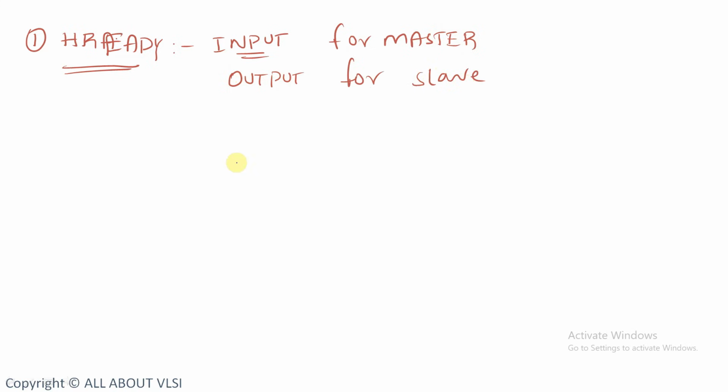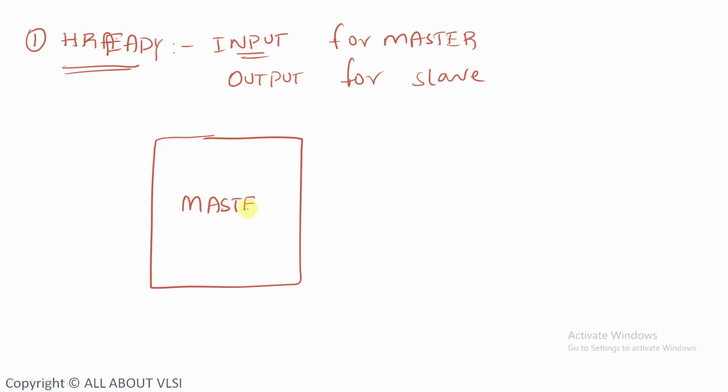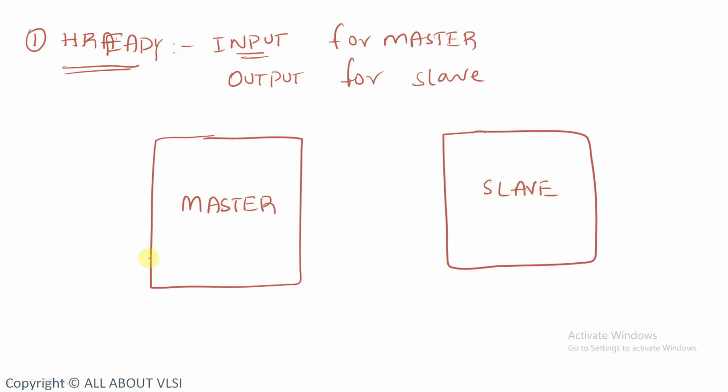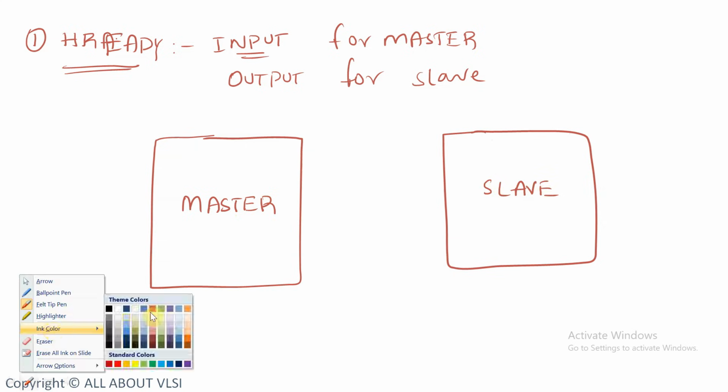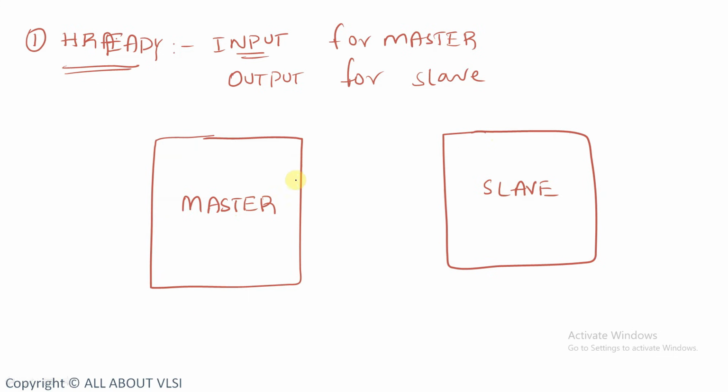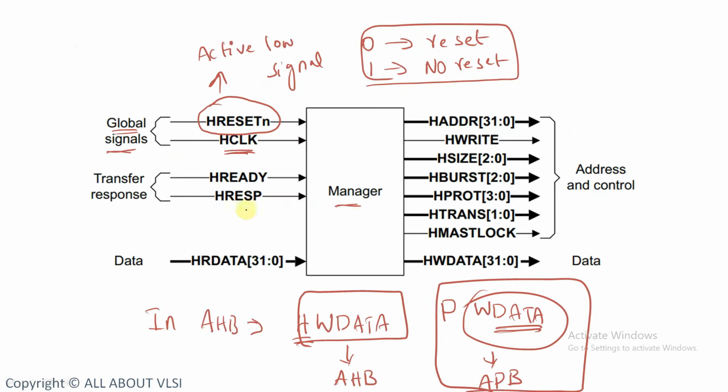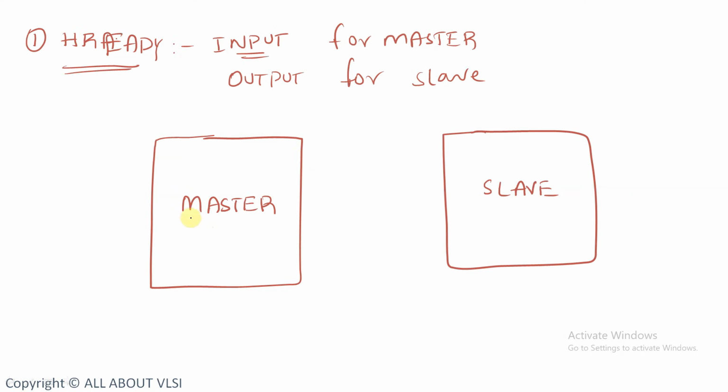Now what is this HREADY, what is it indicating? Let us try to understand. Let's say this is our master and this is our slave. What we have seen in our previous discussions is that the master is a component which is going to initiate some transactions. It may be a write transaction or it may be a read transaction.